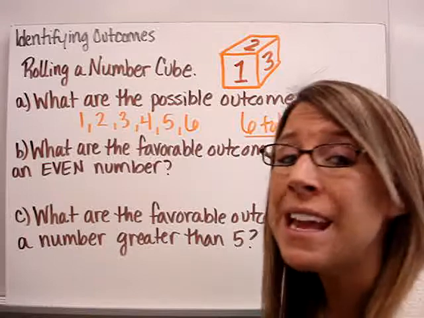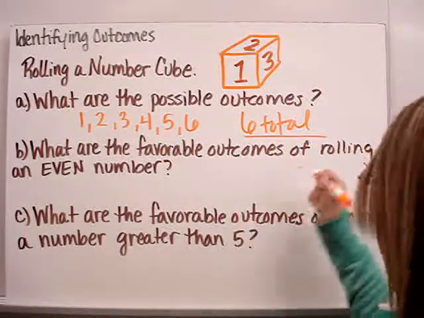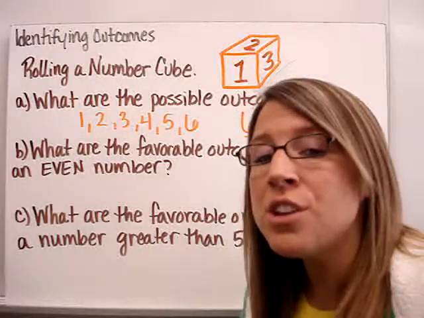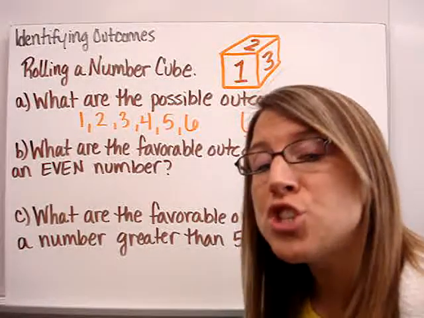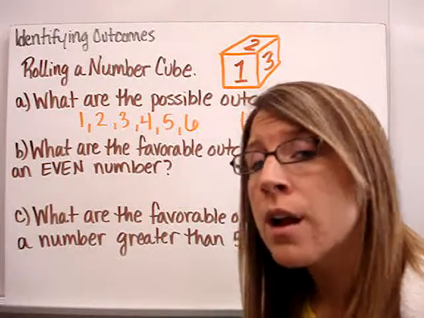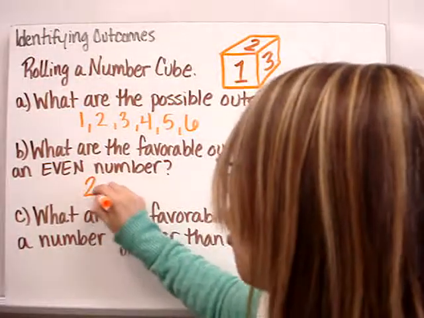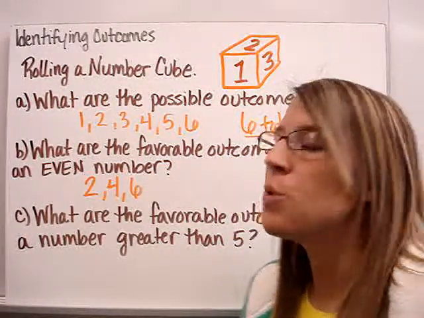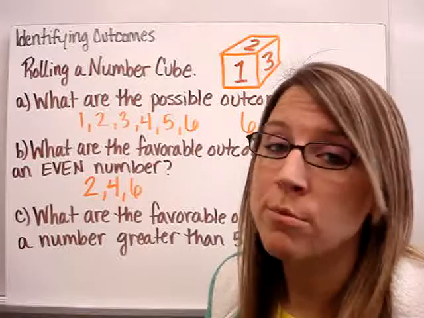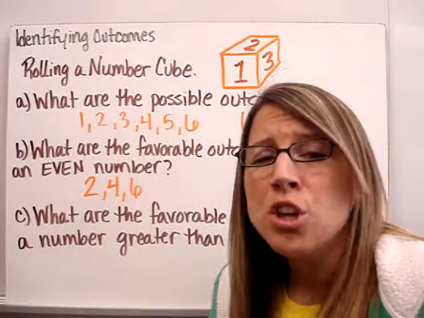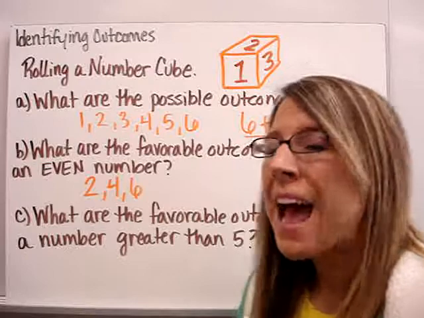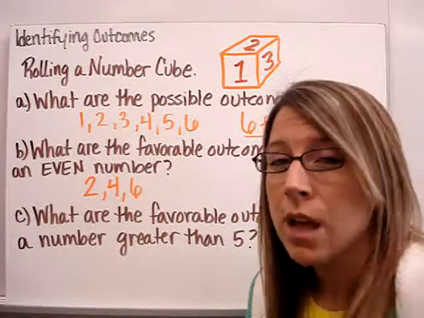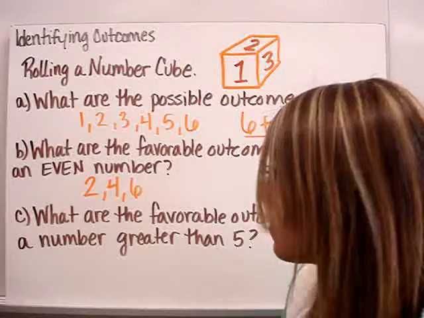In example B, what are the favorable outcomes of rolling an even number? So the even numbers on the number cube are what? 2, 4, and 6. Those are the favorable outcomes. Now, if it asked you how many favorable outcomes are there for rolling an even number, you would answer 3. But it asked you what are the favorable outcomes of rolling an even number, and that's 2, 4, and 6.